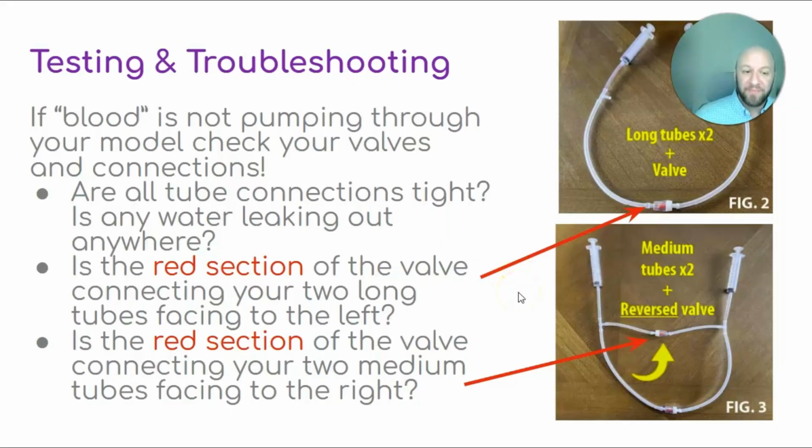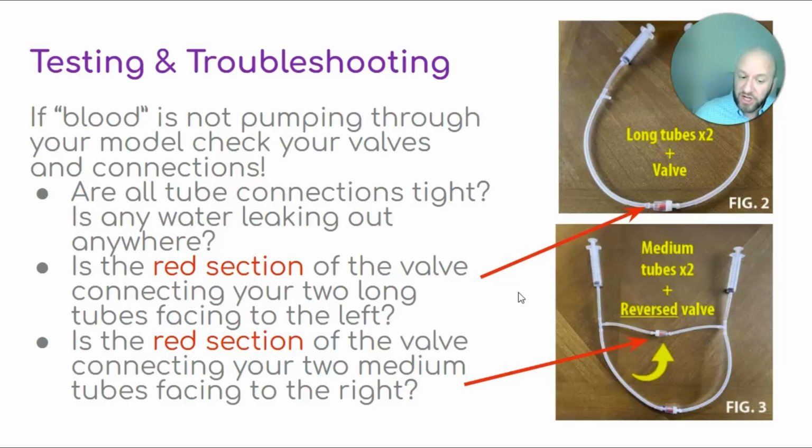Now that we have our model put together, if the blood is not pumping through your model, check your valves and connections first. Are all of the tube connections tight? See if water is leaking out anywhere, and if it is, try to tighten that tube and that connection. Are the red sections of your valve connecting the two long tubes facing the left? Take a look at figure 2 in this picture. On our long tubes, the red portion of that little valve should be facing the left.